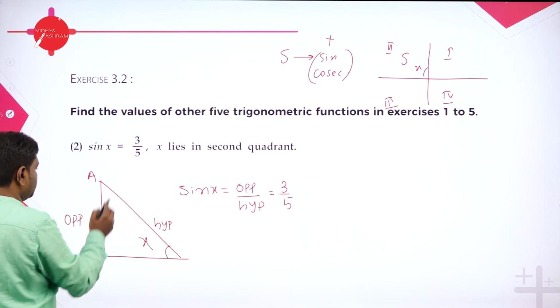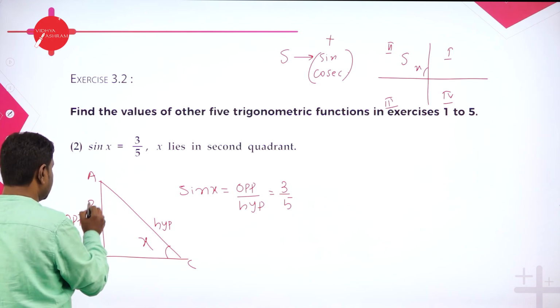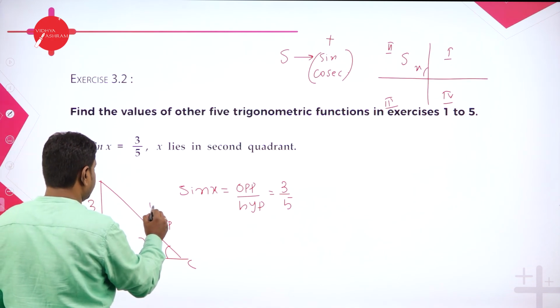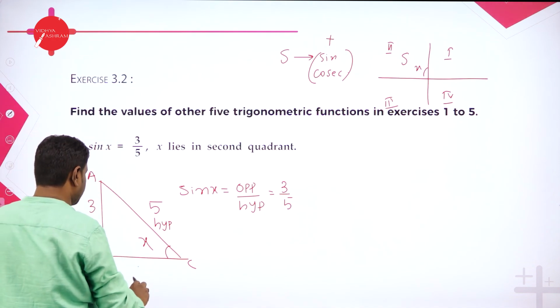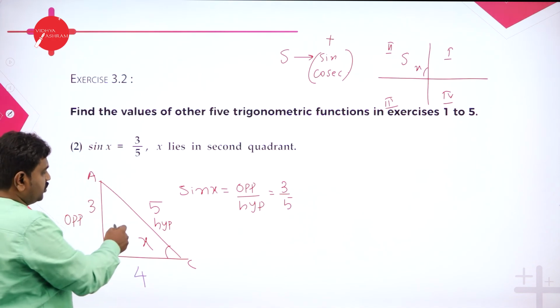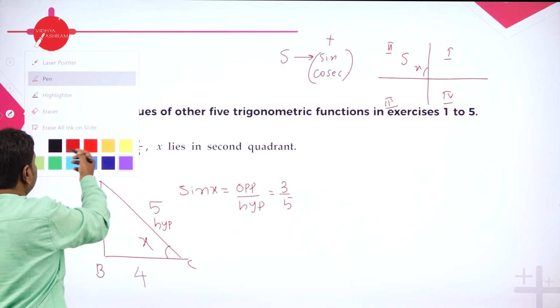We will name it ABC. The opposite side they give as 3, and the hypotenuse they give as 5. The remaining number you can find. What is the remaining number? Pythagorean triplet, 3, 4, 5. Or use the Pythagoras theorem.